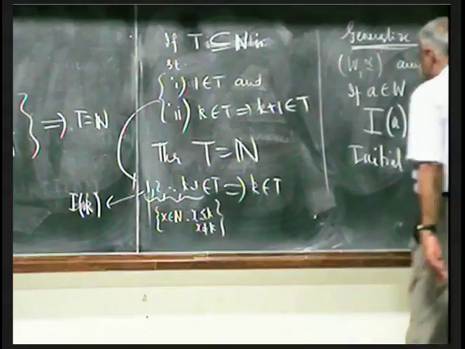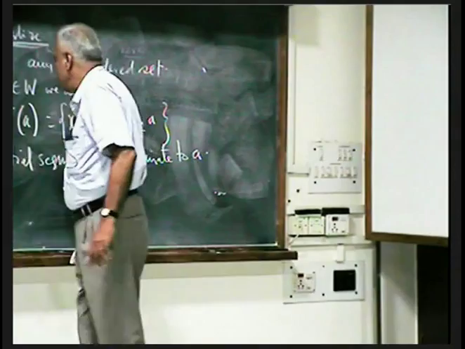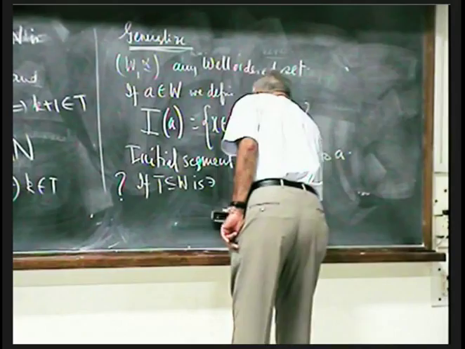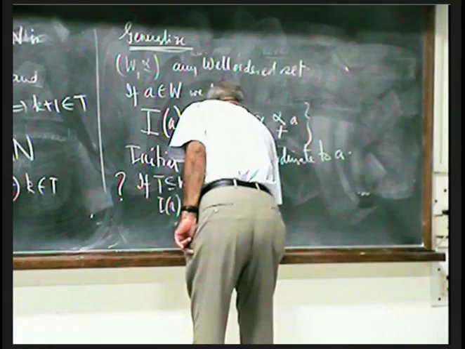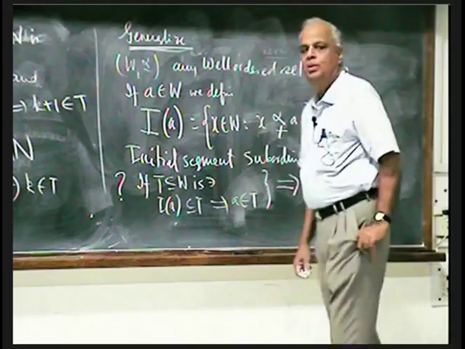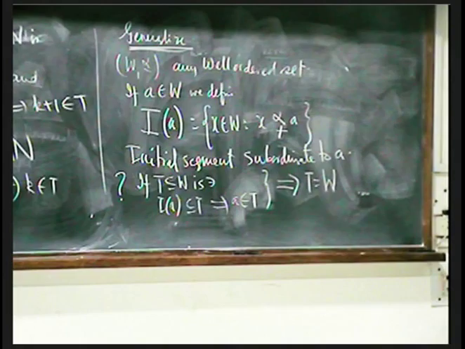Question: is this true? That is, if T in W is such that I_A belongs to T implies A belongs to T, does this imply T is equal to the whole set? Is that clear? So W is replaced by N, N is replaced by W, T is replaced by that statement that whenever an initial segment belongs, then that fellow who defines that initial segment also belongs, then T must be equal to the whole set. And that fact is true, and that is called transfinite induction.